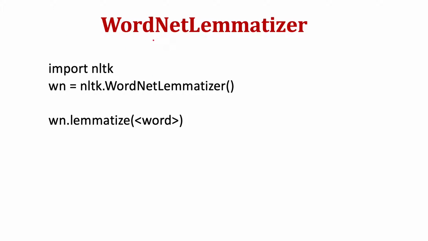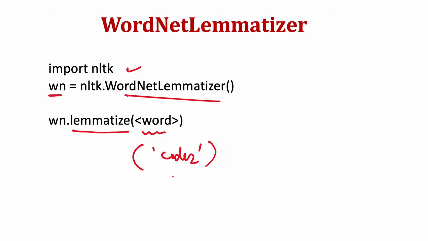In order to use the WordNet Lemmatizer in NLTK, first you need to import the NLTK package and then nltk.WordNetLemmatizer, and we will create an object of this. Then we will use the lemmatize function present inside it and call it on some words like wn.lemmatize, and then let's say coder, coding and these things. Its syntax is very similar to the Porter stemmer that we had seen in the last video, where we used nltk.PorterStemmer.